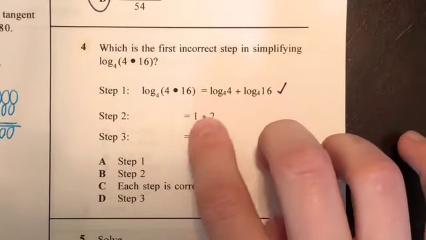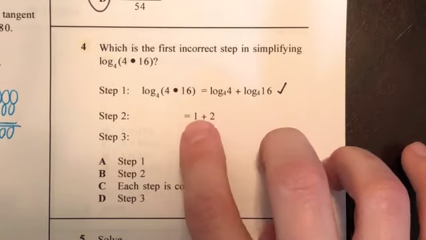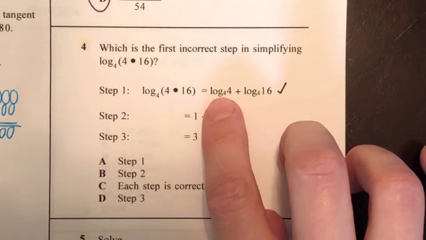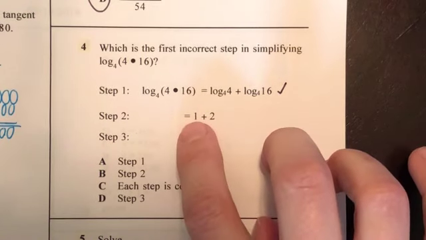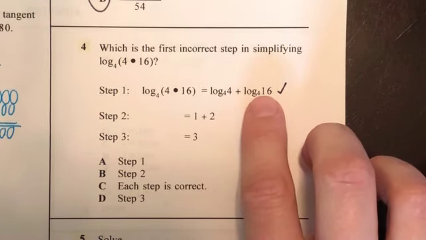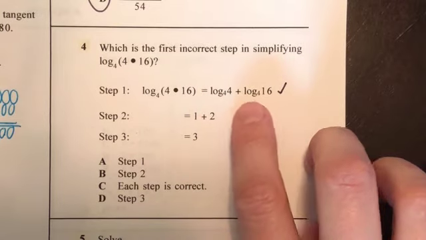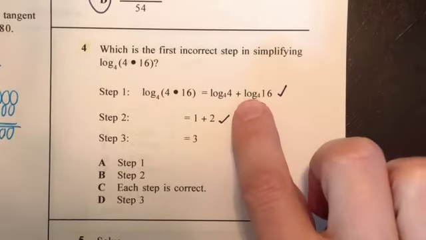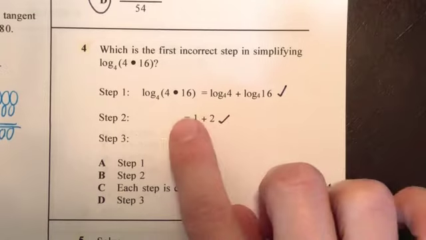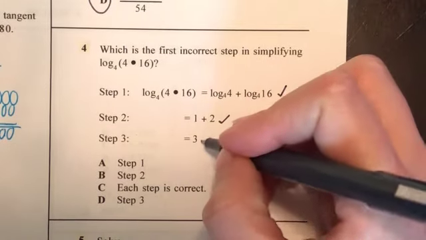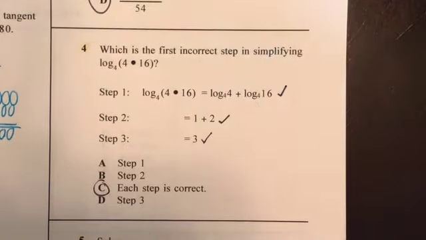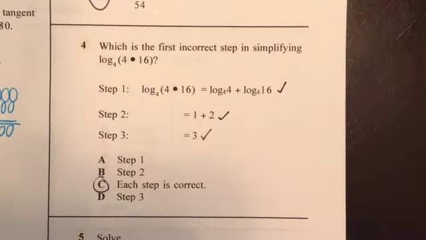Okay, and then it looks like they simplified. So log base 4 of 4 is 1 because 4 to the power of 1 is 4. So that number's correct. Then they simplified log base 4 of 16 and said it was 2, which is also correct because 4 to the second power equals 16. So that looks good. And then 1 plus 2 is 3. So each of these steps is correct.